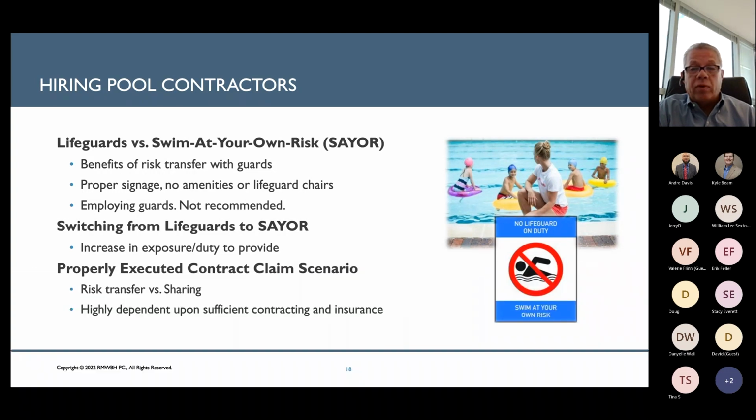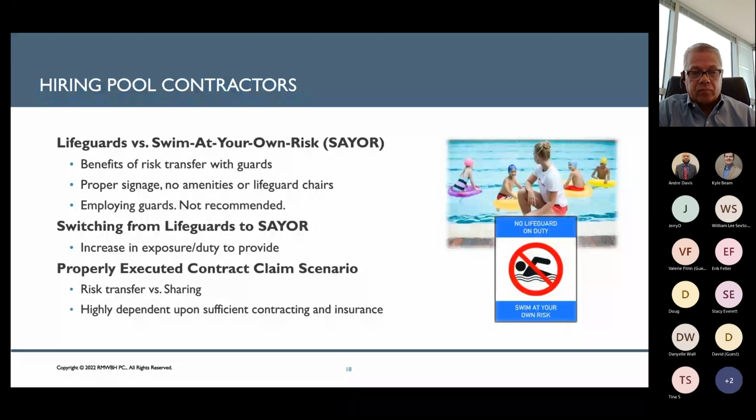A lot of times people want to say, well, then we're only going to let adults do it. Well, that doesn't necessarily protect you, because some children or younger people are much better swimmers than adults. And if you try to exclude based on age, that could be a Fair Housing Act violation. So there are all kinds of issues that go into that.